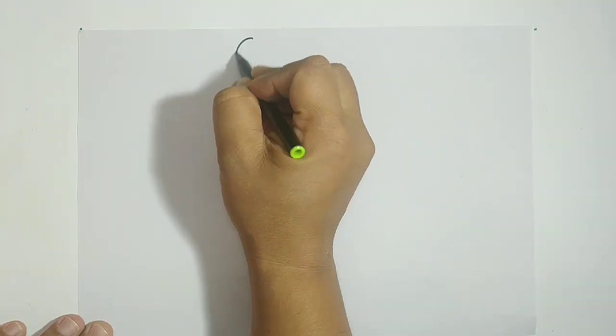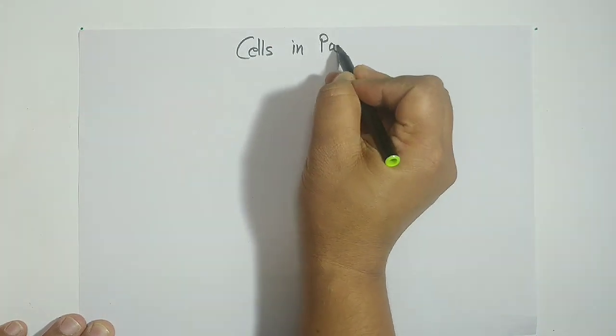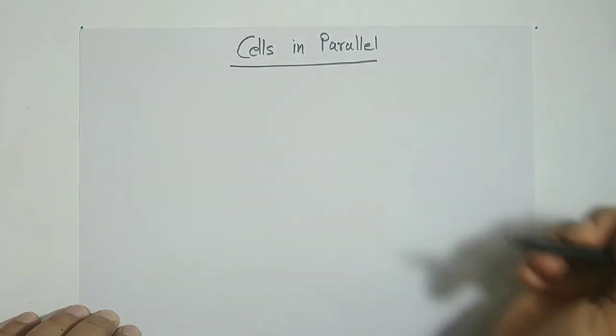Students, today in continuation with current electricity: last class we discussed cells in series. Today we will discuss cells in parallel, and how the combination works when we connect them in parallel.